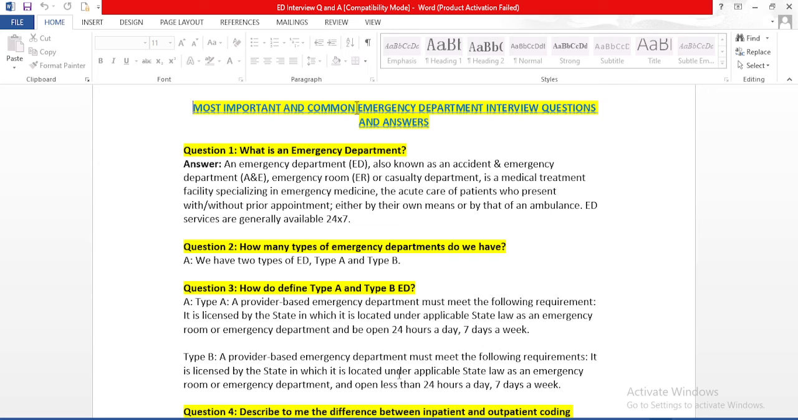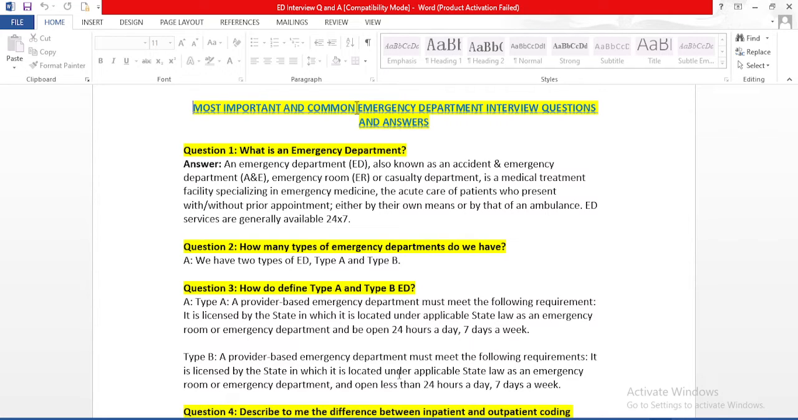In order to code emergency department, we need to know what is the meaning of emergency department. An emergency department, also known as accident and emergency department, usually A and E, emergency room or casualty department, is a medical treatment facility specializing in emergency medicine, the acute care of patients who present with or without prior appointment, either by their own means or by that of an ambulance. ED services are generally available 24/7.